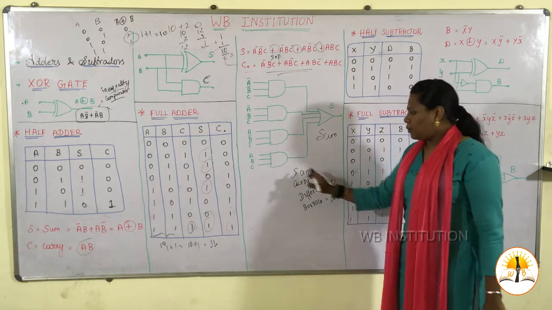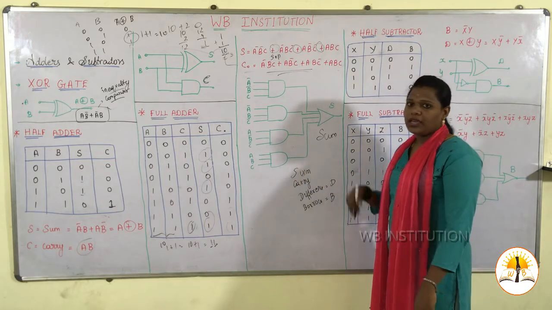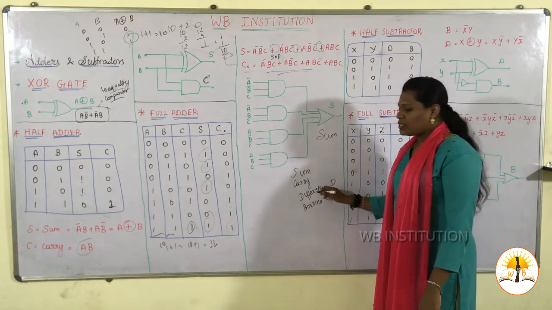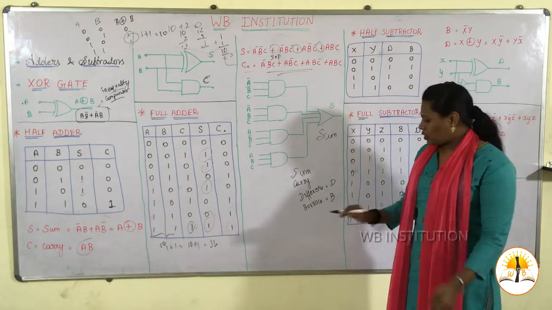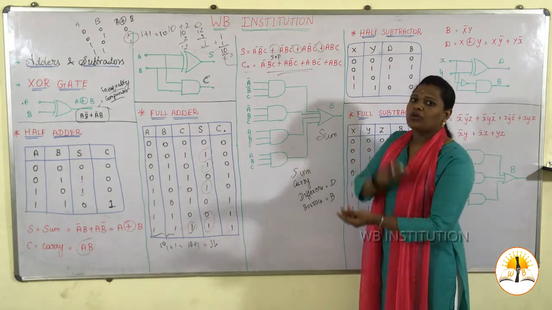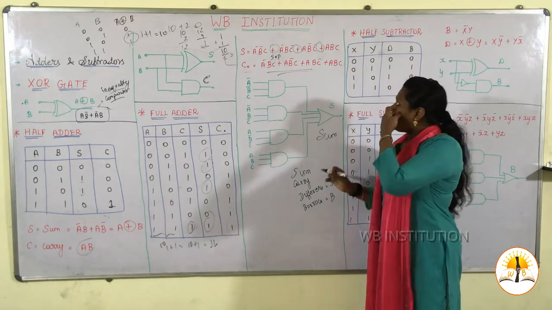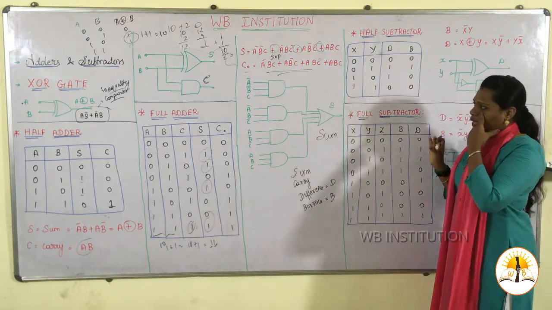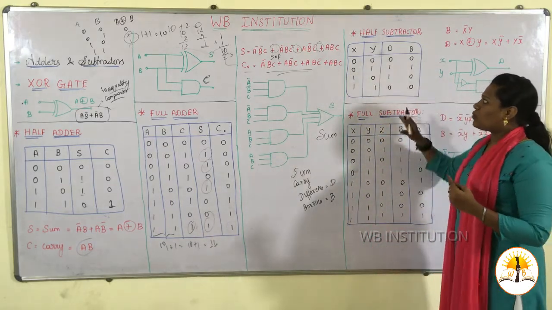Borrow will be B. So sum and carry will be changed into difference and borrow. Difference is nothing but the subtraction of two terms, and borrow is nothing but what you borrow from any other term. Then coming to the half subtractor. Here I have used two variables. This is for the half subtractor.